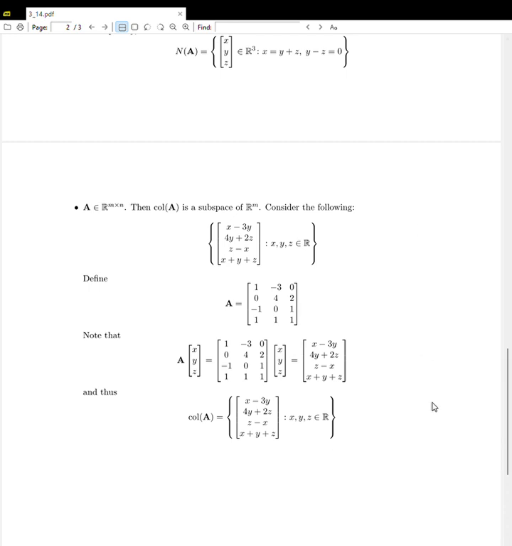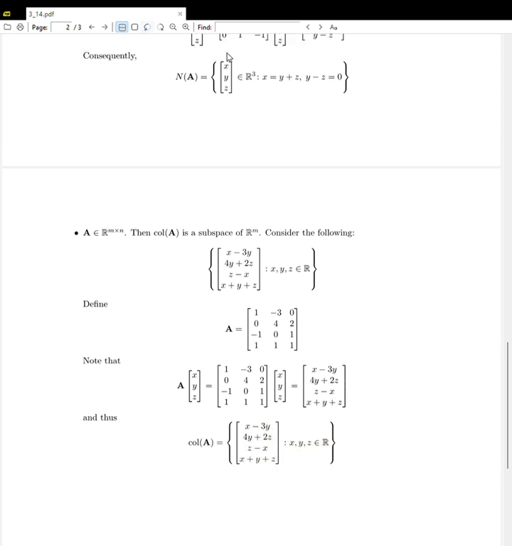Cool. And again, this reveals that this object right here is in fact a vector space when equipped with the operations of R4. And similarly, this object right here is a vector space when equipped with the operations of R3. Beautiful. All right, really, really cool.